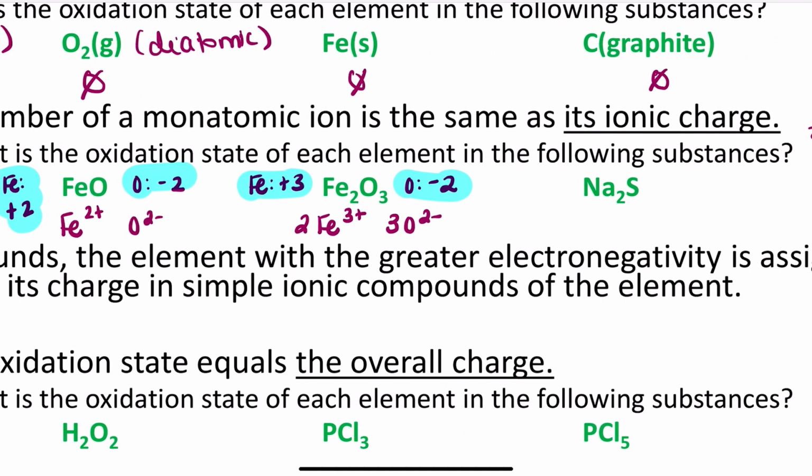Na2S, sodium sulfide. Sodium can only be a +1 charge. Sulfur wants to be a -2 charge. So sulfur here will be a -2, while each sodium is +1. Notice I do not say +2 for the sodium. I say sodium has a +1 charge.